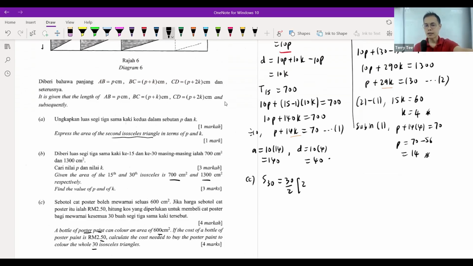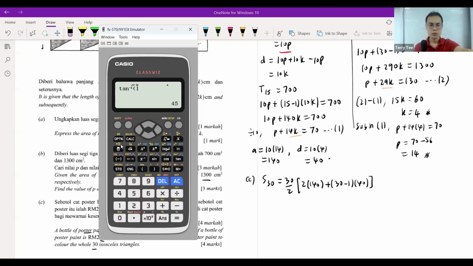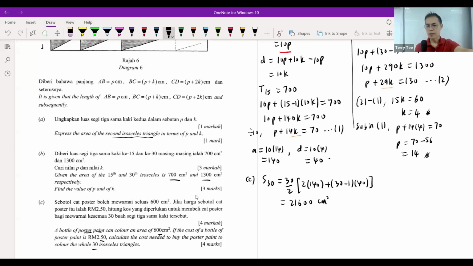So the formula is Sn equals n over 2, 2a plus n minus 1 d. Find out what is your total area. So 30 divided by 2, I think we can just write 15 bracket 2 times 140 is 280. Then 30 minus 1 is 29 times 40. There you go. 21600. Okay, 21600. So this is your total area.